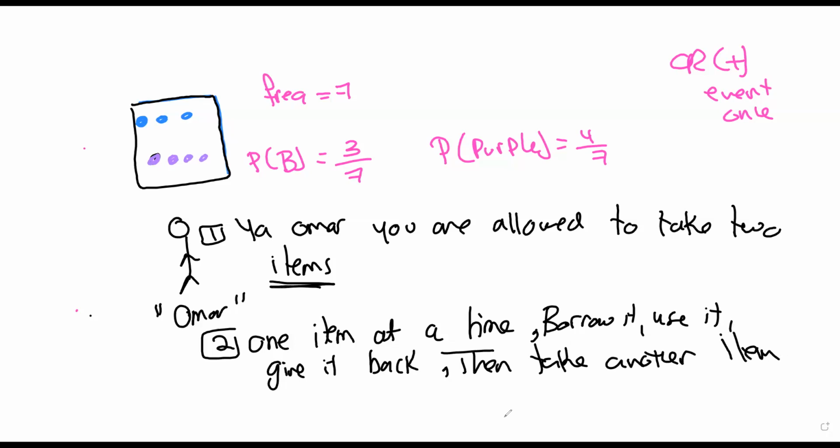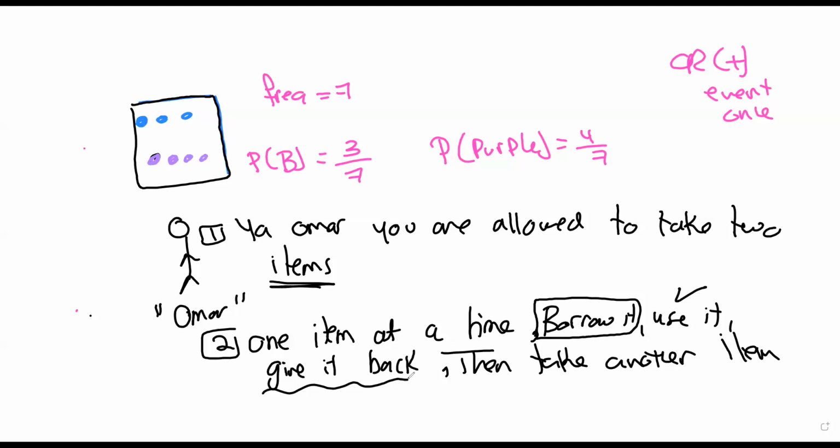Again, Omar is allowed to take 2 items, but he will not take them both at the same time. He will take them 1 item at a time. He takes a ball and after a while takes another ball. What are the conditions? You take an item, borrow it from me, use it and give it back, and then you come to take another item. So these are the conditions.